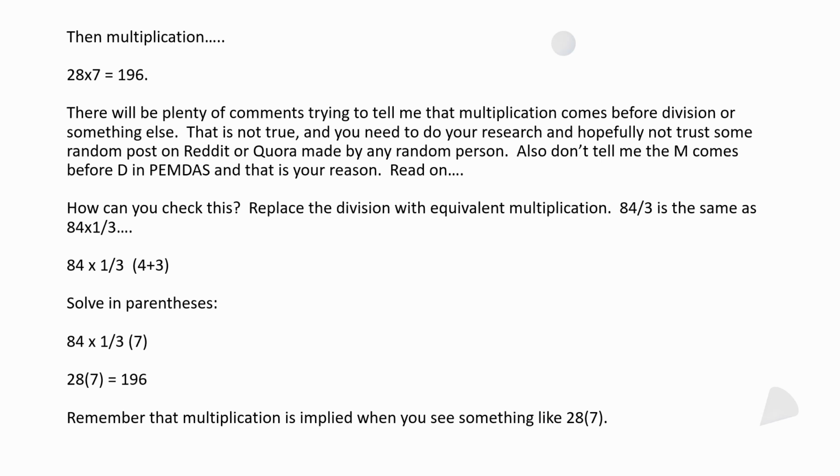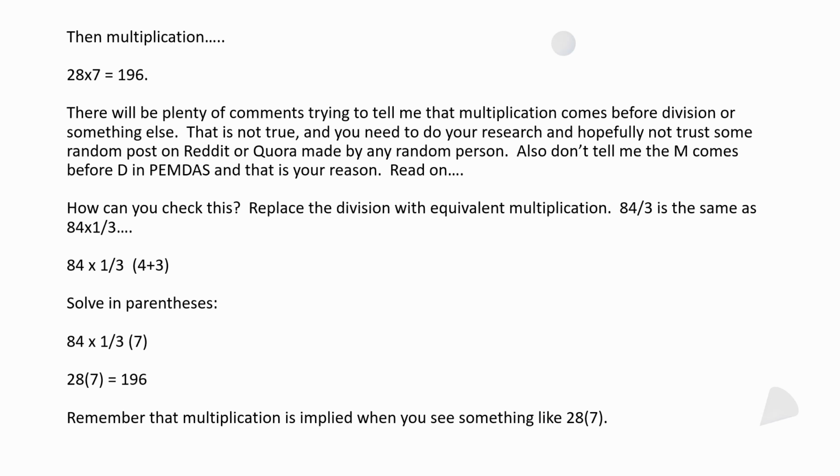Now, I know already there's going to be a lot of comments. I get these all the time. There'll be comments trying to tell me that multiplication comes before division or something else. They looked at PEMDAS and they said PEMDAS told them, hey, M is before D. Or, they saw something on Reddit or Quora. But you got to watch out where you get your information because Reddit and Quora, anybody can comment there. You can't take that stuff as truth. As a matter of fact, don't take what I say as truth. Go look up the Khan Academy. They're well respected. They've got really good videos online, much better than anything I could do. And go look up order of operations with them and get a good lesson.